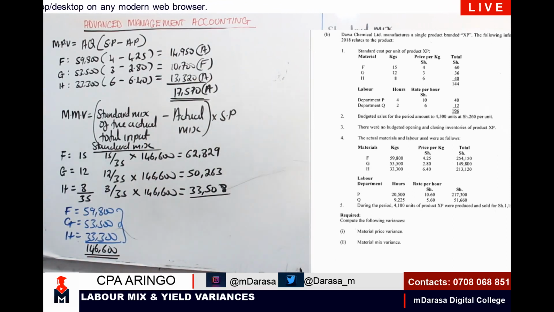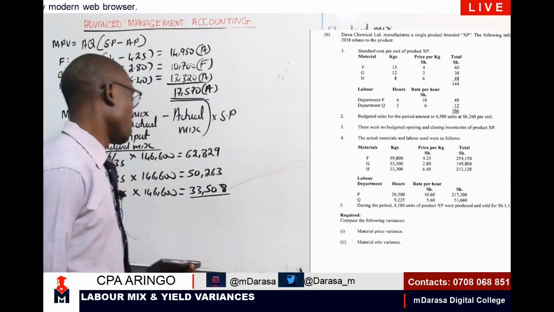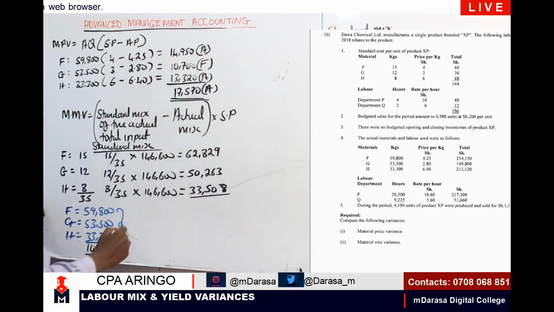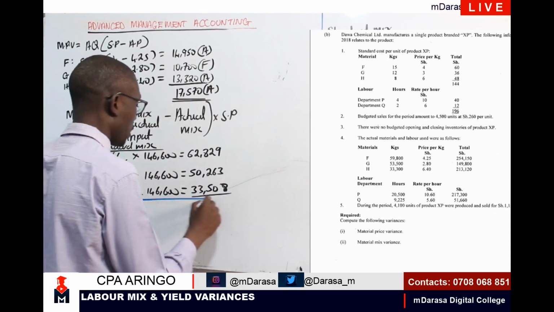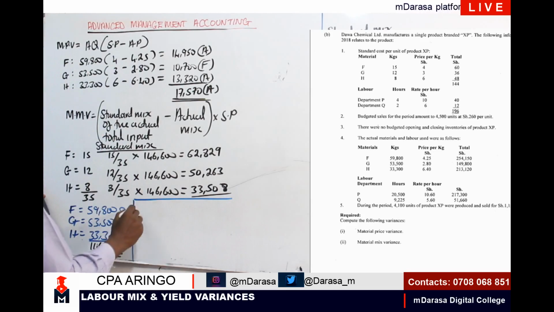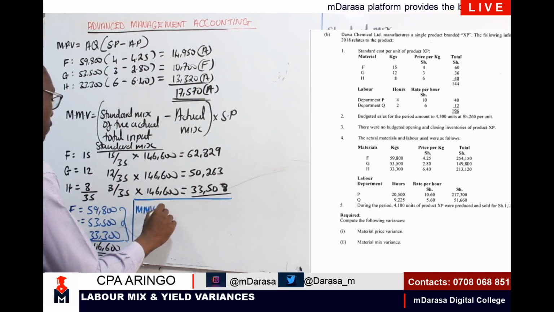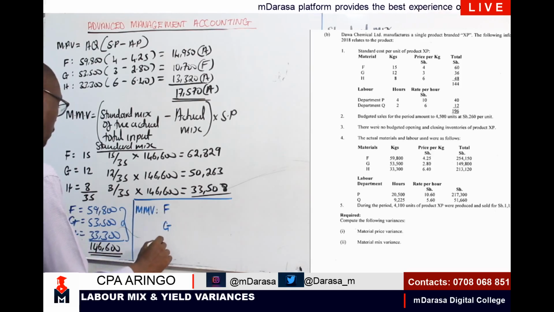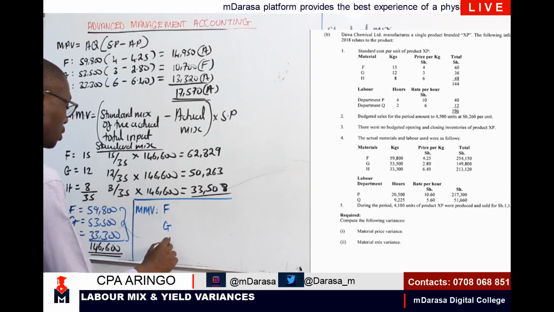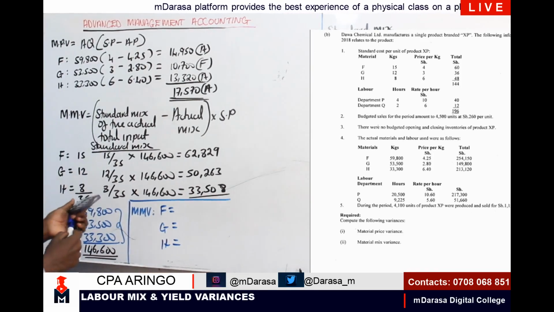Our work will not end there, my good students. That is to say, if I want to determine my material mix variance for F, for G, and for H, this is what we should be having.